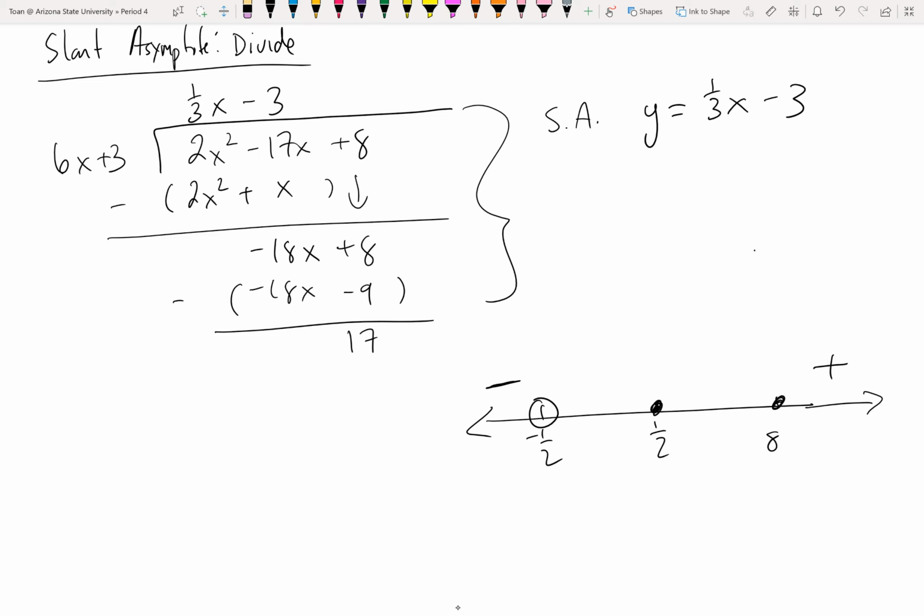What is the multiplicity of all of our x-intercepts and our vertical asymptotes? 1, which is odd, so that means it's just going to change like crazy. Minus, plus, minus, plus. Easy, quick. I really, really sincerely hope sign diagrams are becoming easier for you. Then you just go ahead and sketch it, and then you're home free.